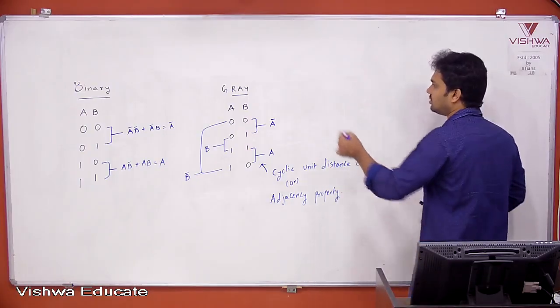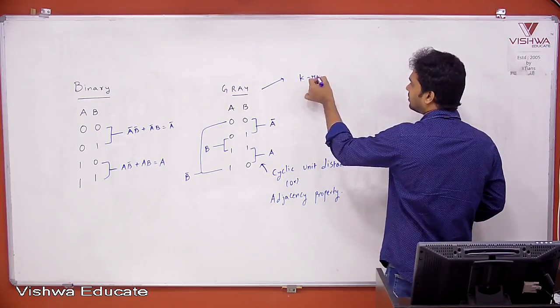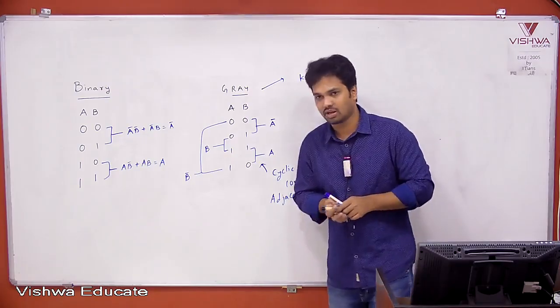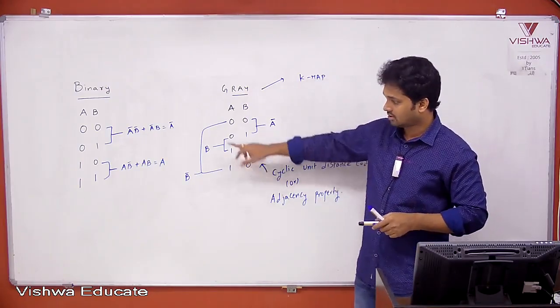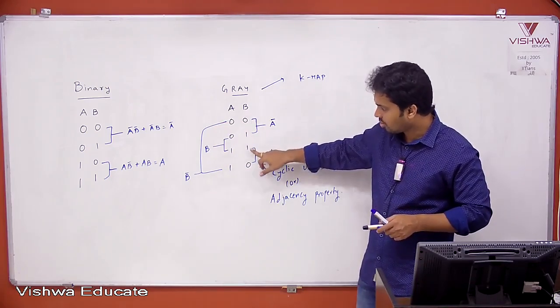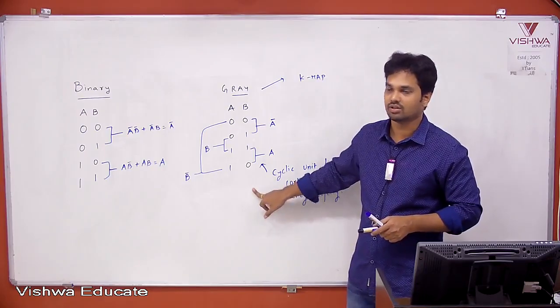Because of this, we use it in the K-map. Gray code is being used in the K-map. So that's why in the K-map, I will show you, we don't use the pattern 0 0, 0 1, 1 0, 1 1. We use the pattern 0 0, 0 1, 1 1, 1 0. Okay. This is the basic for that. First copy this part.